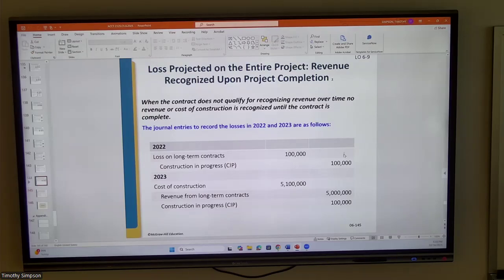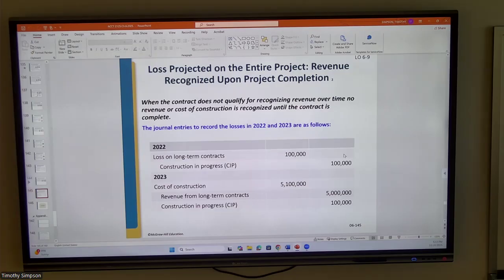So the journal entries to record these are for 2022 and 2023. Again, we have losses in the first year. And by the way, when we talk about journal entries, we're talking about closing the books for 2022, where we're going to have a loss on this particular contract if we're assigning all these costs to individual contracts themselves. And so obviously a loss is always a debit balance. It's an income statement account. That's a loss. And the offsetting credit is construction in progress.